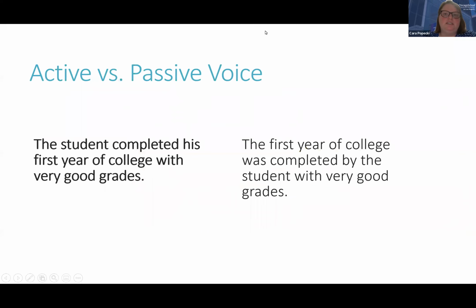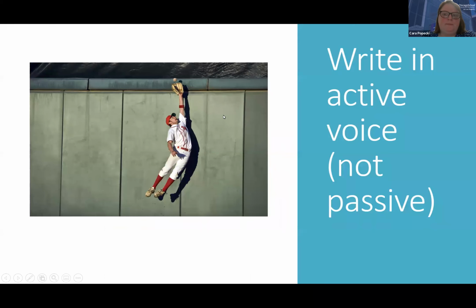So to fix that sentence or to pick the correct one, we all got it on the first try. It's the first sentence. The student completed his first year of college with very good grades. Active voice. So if I was taking notes on this, I would make a quick note about writing active voice, not passive. And I would say the object comes before the subject. Oh, sorry, the subject comes before the object.